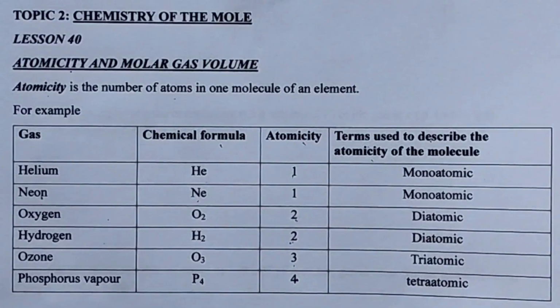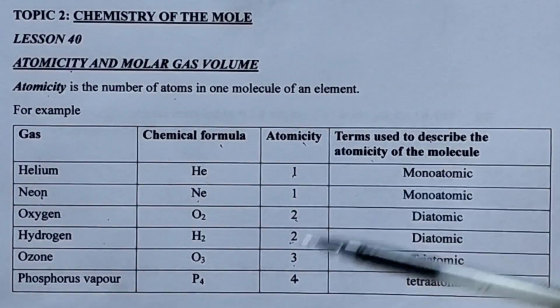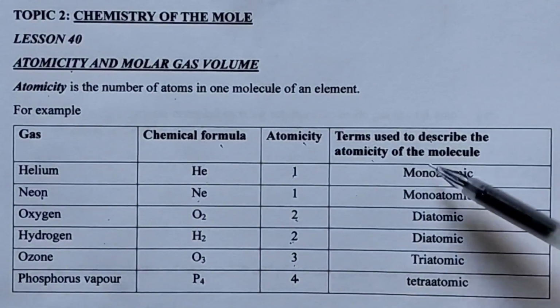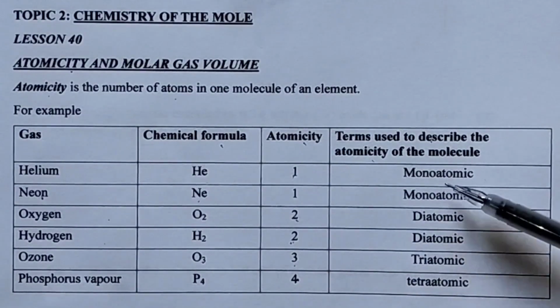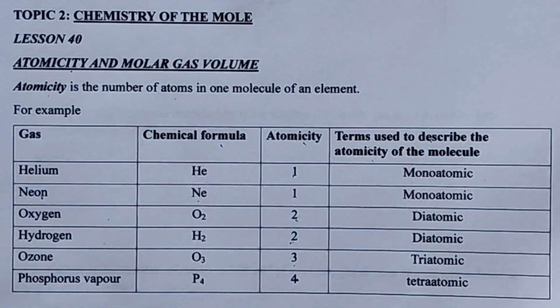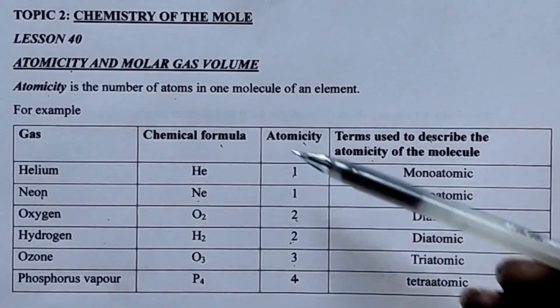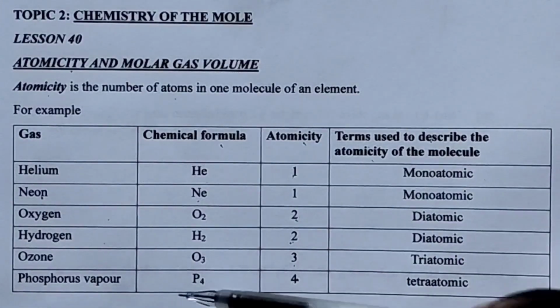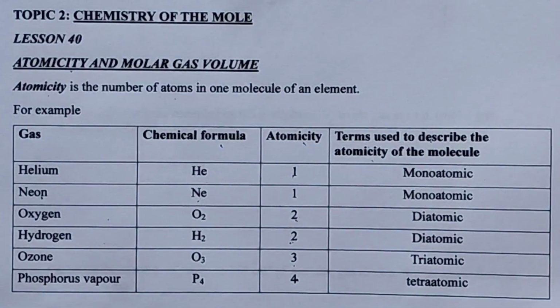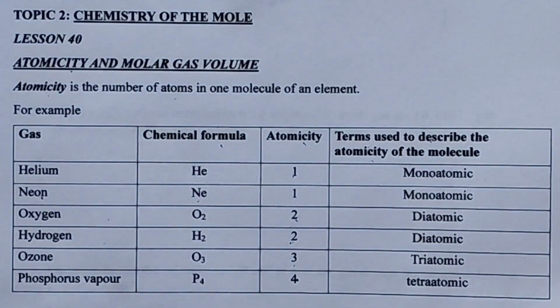Next we go to ozone. Ozone is written O3. That means it's made up of 3 atoms of oxygen, so its atomicity will be 3. The term used to describe the atomicity of the ozone molecule will be triatomic. Lastly, we have phosphorus vapor, which is written P4 as its chemical formula. Its atomicity will be 4 because phosphorus vapor is made up of 4 atoms of phosphorus. So the term used to describe the atomicity of the phosphorus molecule will be tetraatomic.